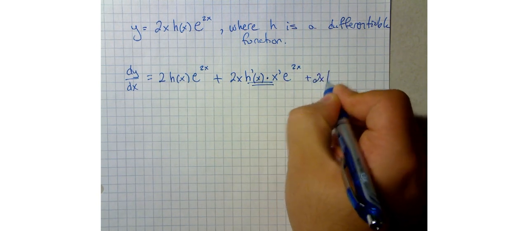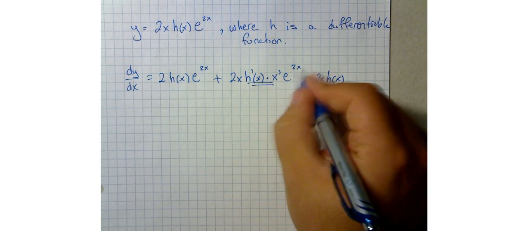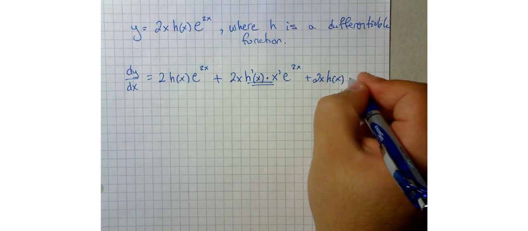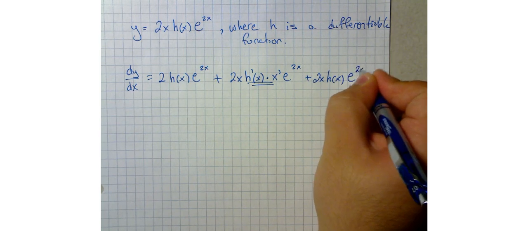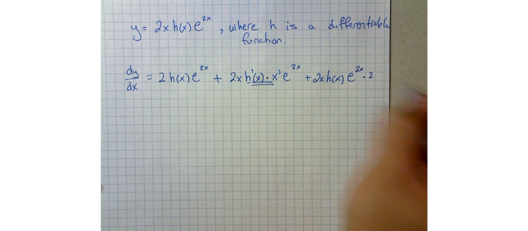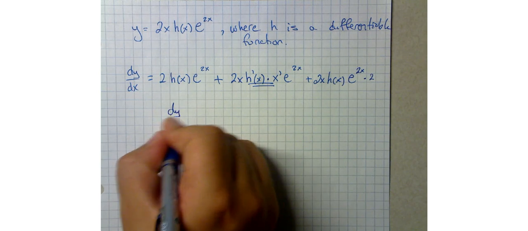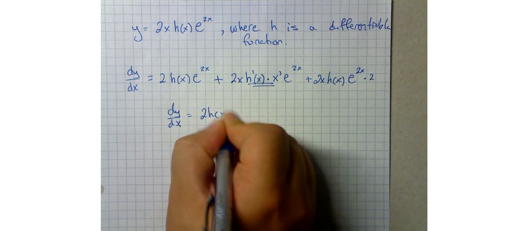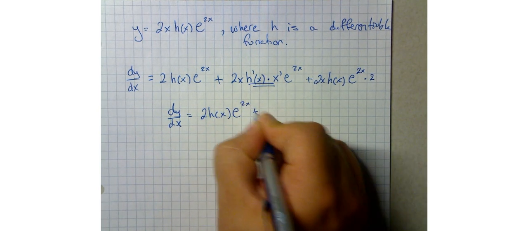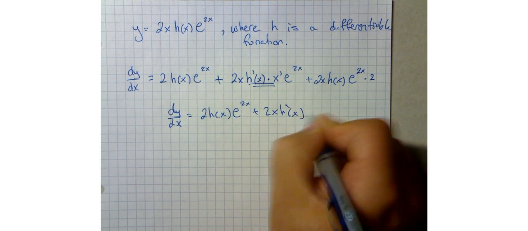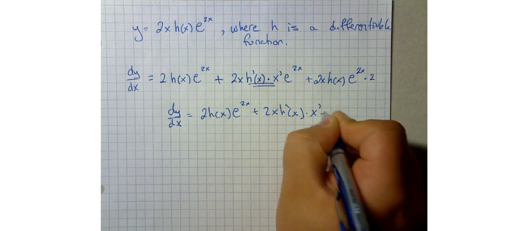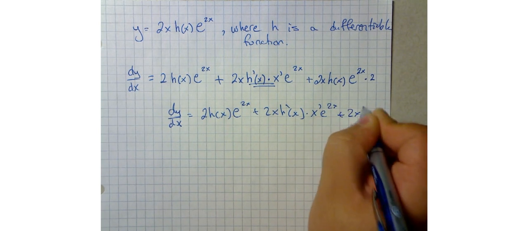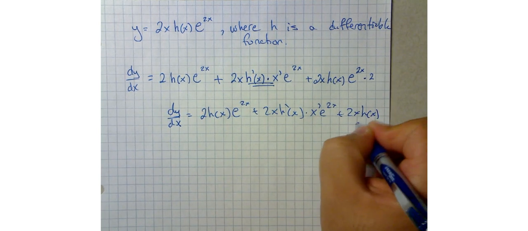plus keep the first two functions the same, multiply by the derivative of e to the 2x, which is another chain. Take the derivative of e, which is e to the 2x times the derivative of the inside is just 2. So your derivative here is dy dx equals 2h of x e to the 2x plus 2x h prime of x times x prime e to the 2x plus 2x h of x e to the 2x times 2.